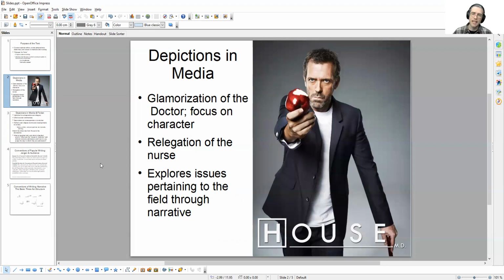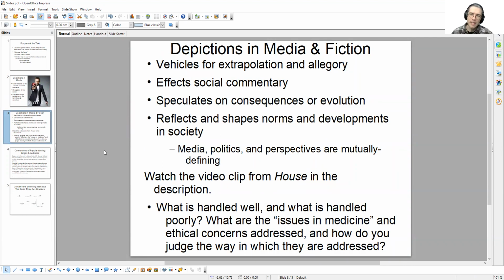What we're going to do is take a look at another video clip from an episode of House that illustrates this point. Some things to keep in mind before you watch that video clip. Depictions of the medical community and doctors and nurses in fiction and media, something that we'll be focusing on in both the main text that we're studying in this course, The Island of Dr. Moreau and Come Thou Tortoise, ultimately serve as vehicles for allegory and extrapolation.